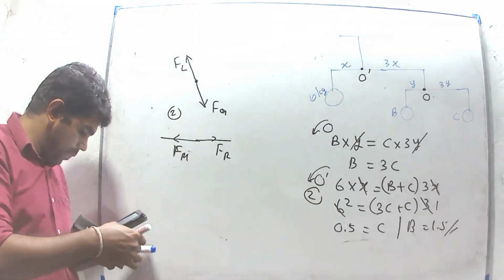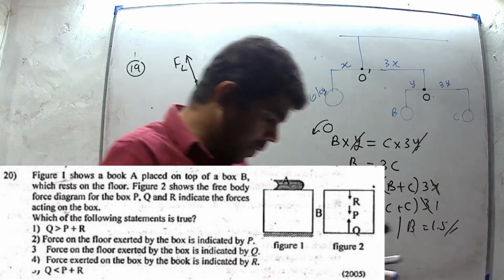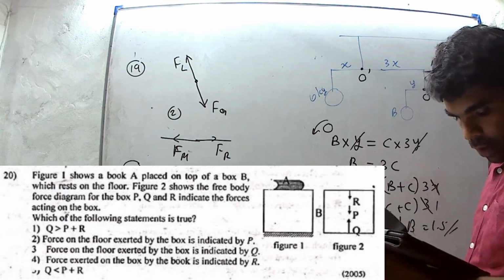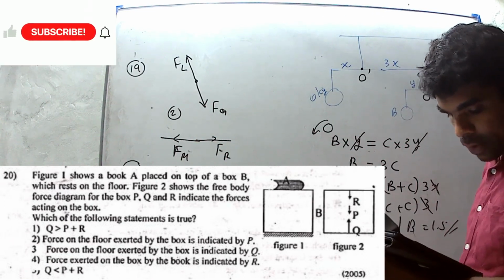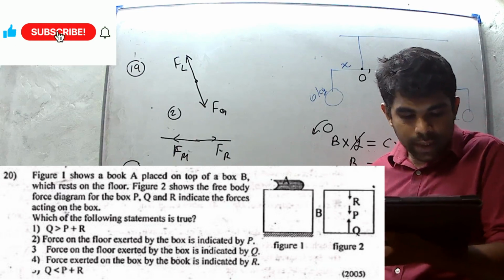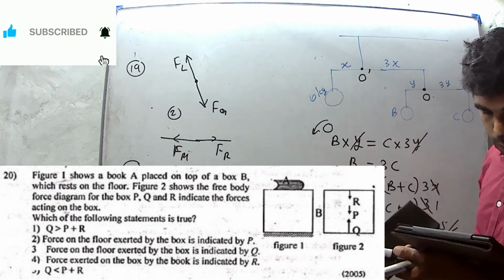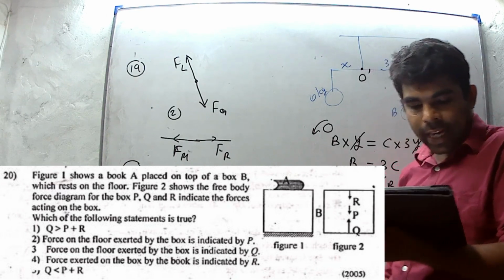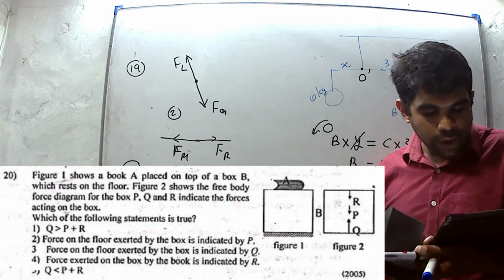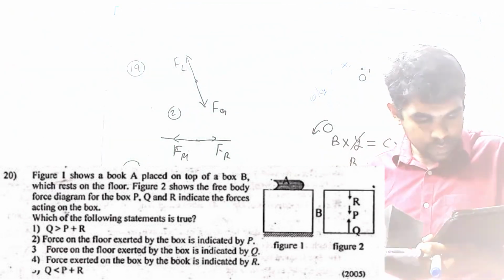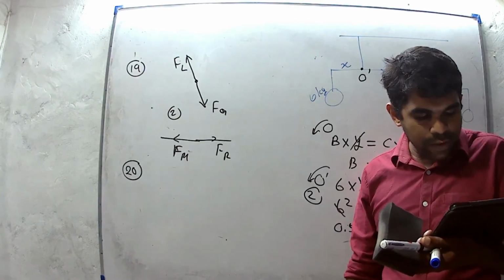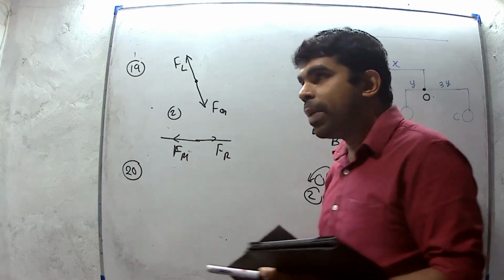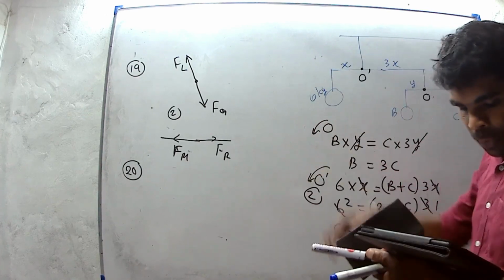Question number 20. Figure 1 shows a book A placed on top of a box B, which rests on the floor. Figure 2 shows the free body force diagram for the box. P, Q, R indicate the forces acting on the box. Which of the following statements is true? In the first one, they have given Q is greater than P plus R. It is false. For equilibrium, Q should be equal to P plus R.